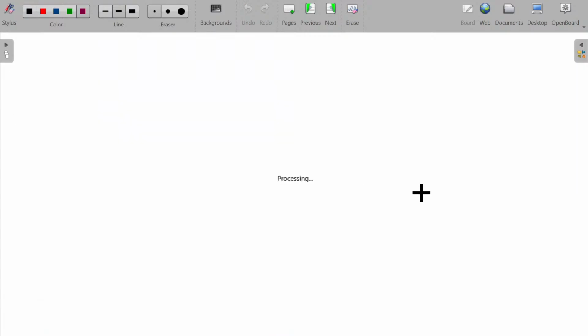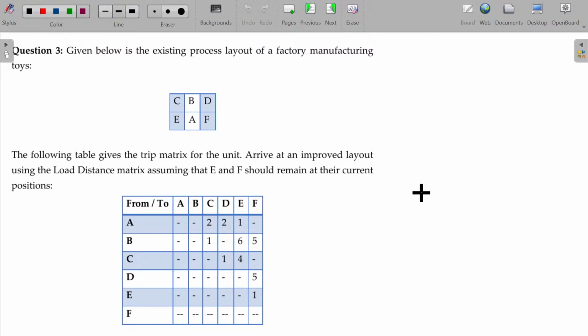So next, question number 3, also a similar one. This one was asked in the exam, carrying 6 marks. Given below is the existing process layout of the factory manufacturing toys. The following table gives a trip matrix. Sometimes it may be a load matrix, sometimes a trip matrix, sometimes a frequency matrix, whatever it may be, all the things will be solved using the same logic. Arrive at an improved layout using the load distance matrix, assuming that E and F should remain at their current position. So, like the earlier one, E and F cannot be altered.